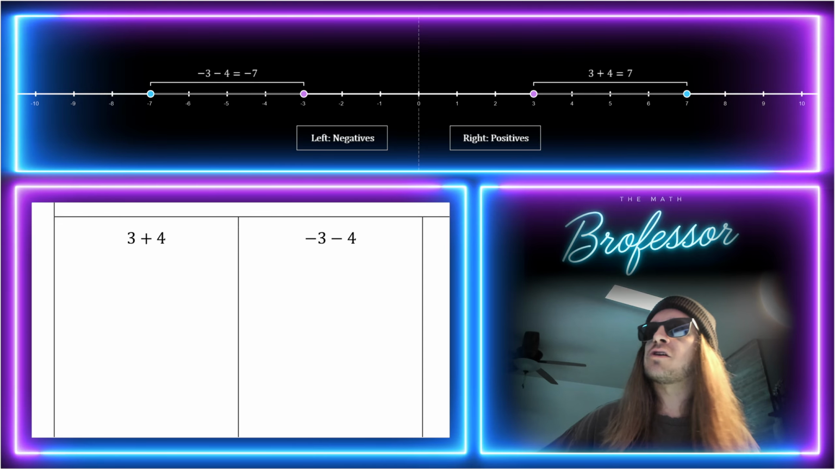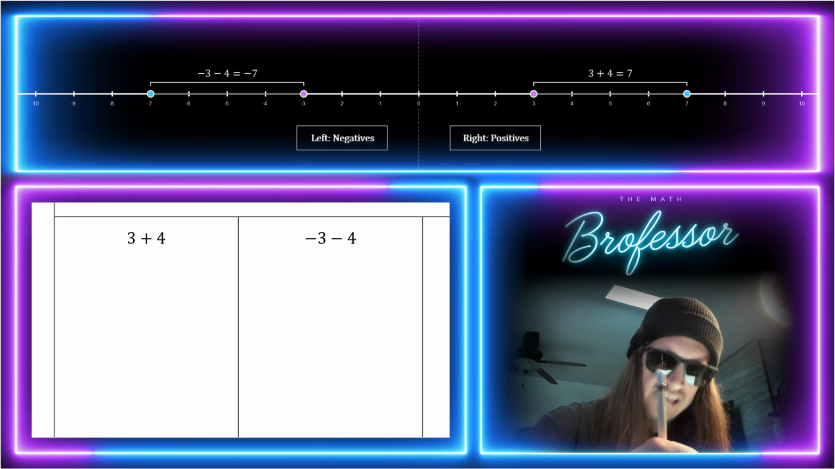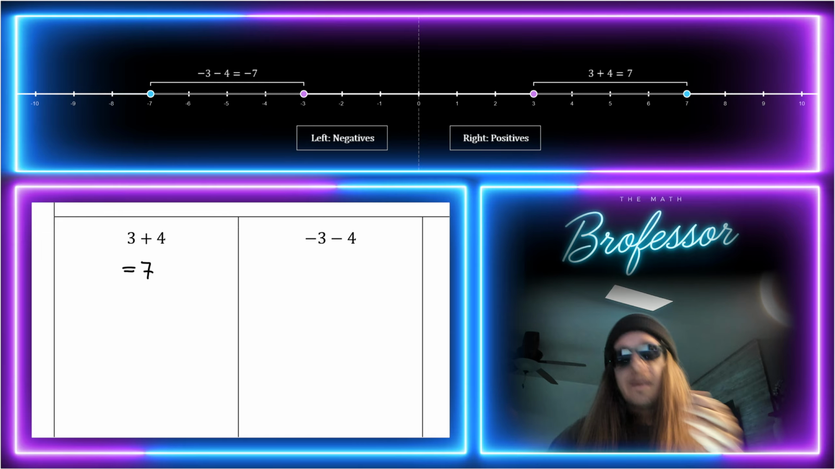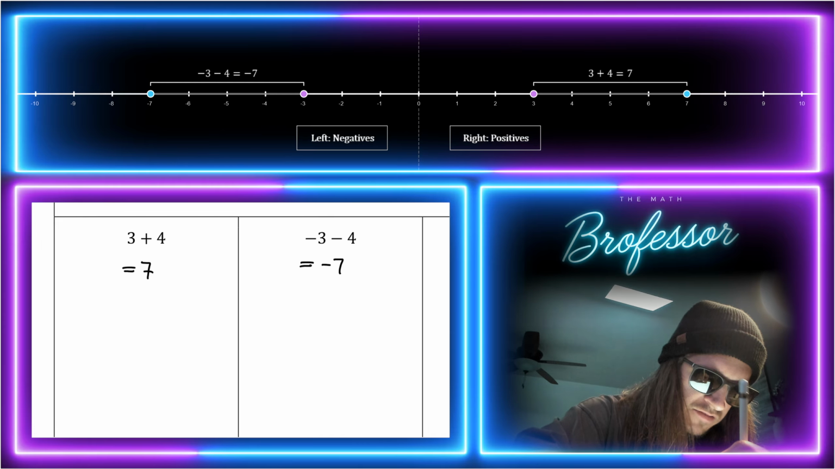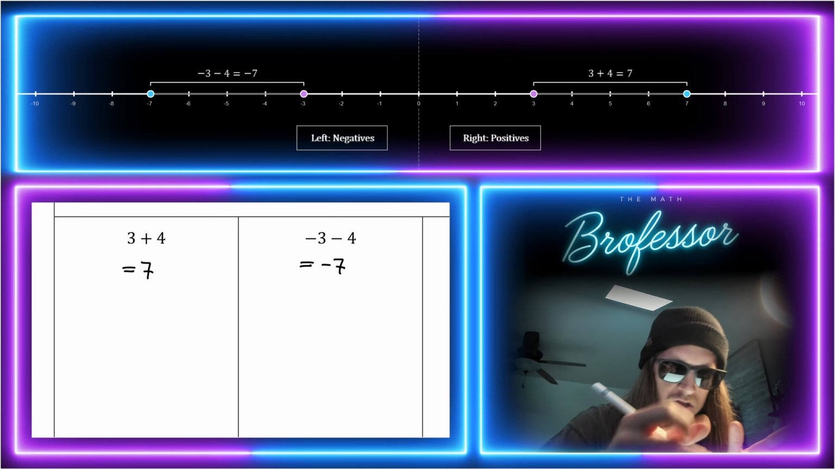The one on the left lands on negative 7, right? So 3 plus 4 is 7, and negative 3 minus 4 equals negative 7. Now, I do also want to show you something here now that I'm saying opposites.